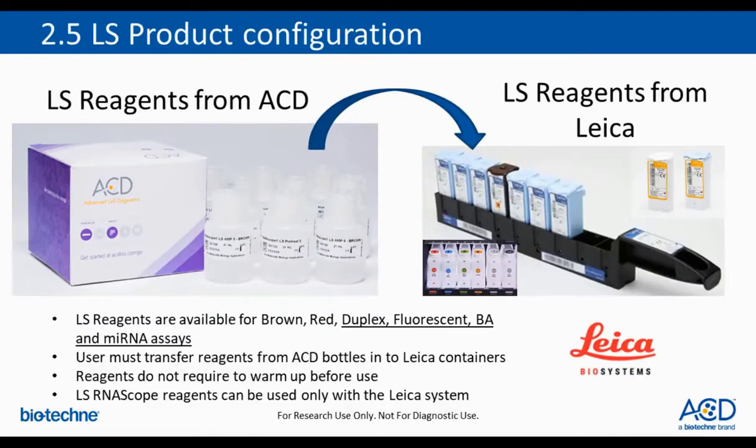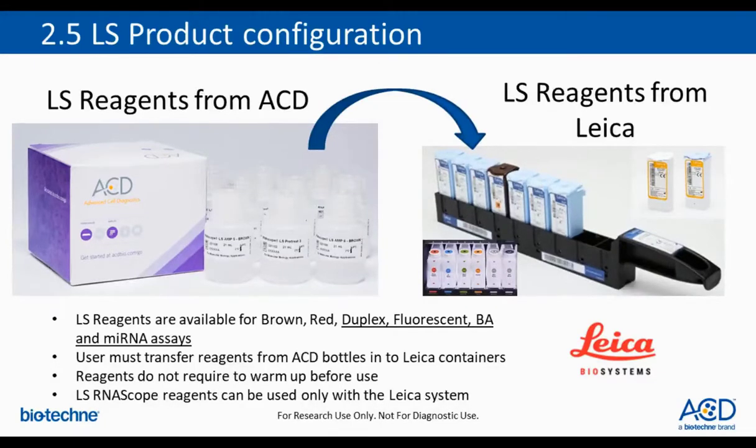We do have the LS product configuration, which instead is available for more RNAscope assays. It is available for the brown and red singleplex, just like the LSx, but it's also available for the duplex RNAscope assays, the fluorescent multiplex assays, the BaseScope, and the microRNAscope assays. So there is a wider portfolio. There are more options. The difference, though, with respect to the LSx, is that it's not as user-friendly. That being said, it's very easy to set it up.